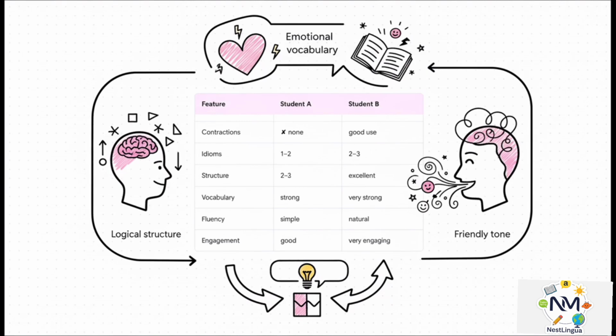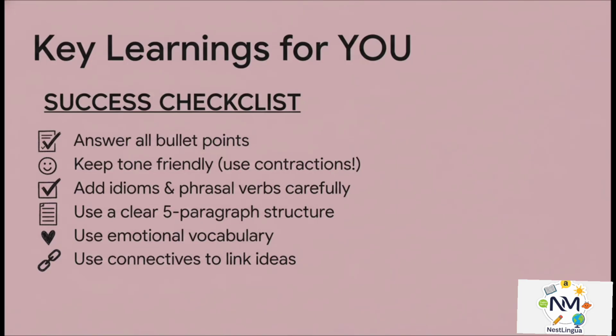This chart tells such an interesting story. You can see that student B was the clear winner when it came to those informal features, like using contractions and sounding really fluent and natural. Student A, on the other hand, had a slightly more formal feel, but a super logical and clear structure. What's cool is that both students used strong emotional words and were really engaging to read. Now, just imagine, if you could combine student A's logical precision with student B's natural, friendly tone, that right there is the gold standard. So, what does this all mean for you?